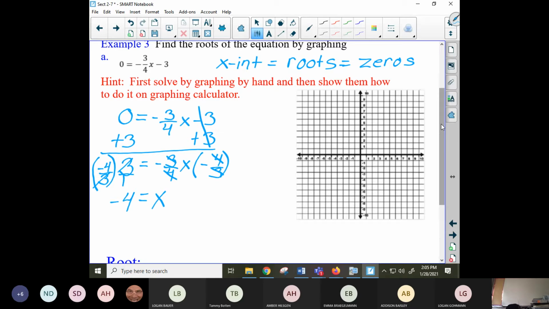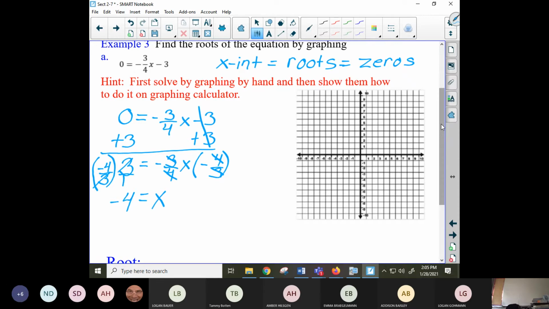If you're unsure, yep, Olivia? So is multiplying by negative 4/3 the same as multiplying by negative 4 and then dividing by 3? Yeah, you could do it that way.